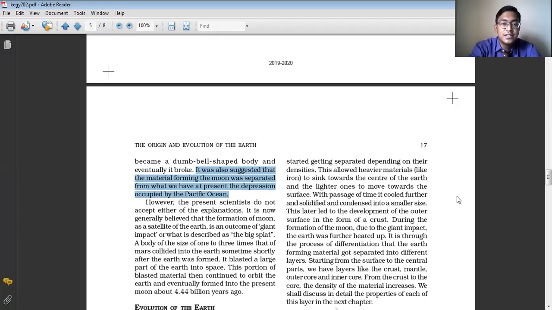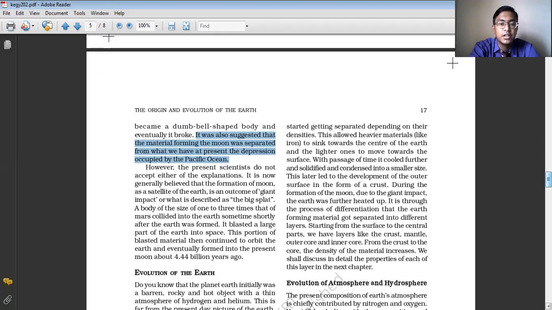This detached part was actually the part of the Pacific Ocean, that is the depression which has been formed in the Pacific Ocean. Before the formation of water on the Earth's surface, it was a very huge depression, and part of this depression got detached, with the later formation of the moon. It is said so, but it is not yet proved. However, the present scientists do not accept either of the explanations. They do not agree with this explanation of the formation of the moon, and they have come up with a new theory, a new concept.